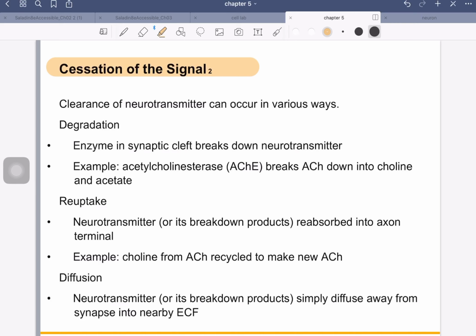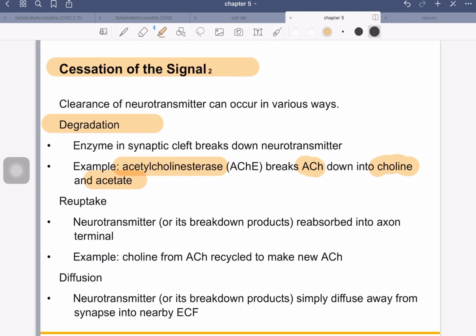So I can do degradation. In that case, I can break down the neurotransmitter that's in the synapse. An example would be acetylcholinesterase, which breaks down acetylcholine into both choline and acetate. So an enzyme will actually cleave the neurotransmitter in that synapse, so it's no longer usable.